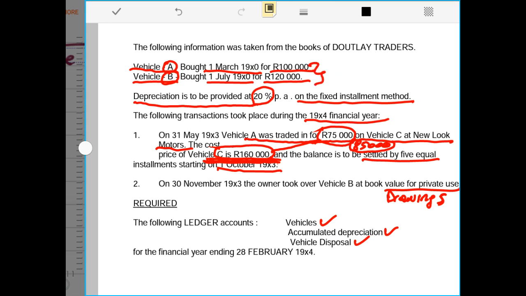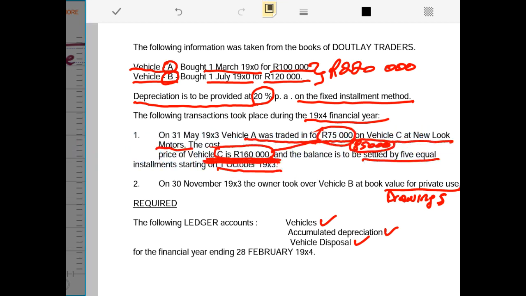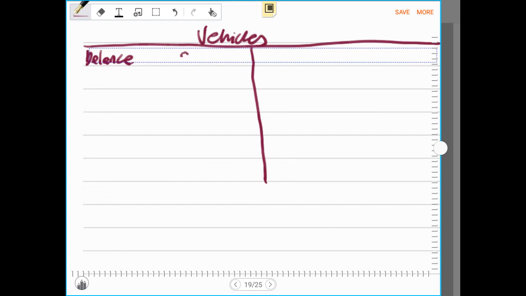If you add the sum of the two, that will give you 220,000 rands, which is the total of the vehicles that were bought before the beginning of the current year. Now we record that as an opening balance, 220,000 rands.